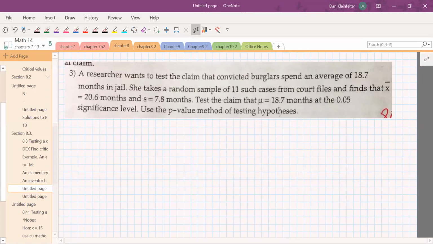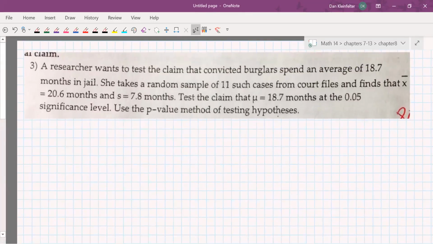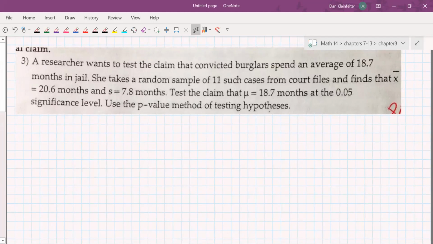So here, a researcher wants to test the claim that convicted burglars spend an average of 18.7 months in jail. He takes a sample from court cases and finds the mean and standard deviation. We're to test the claim that the mean is 18.7 months at the 0.05 significance level. So the alternative is going to be not equal to.